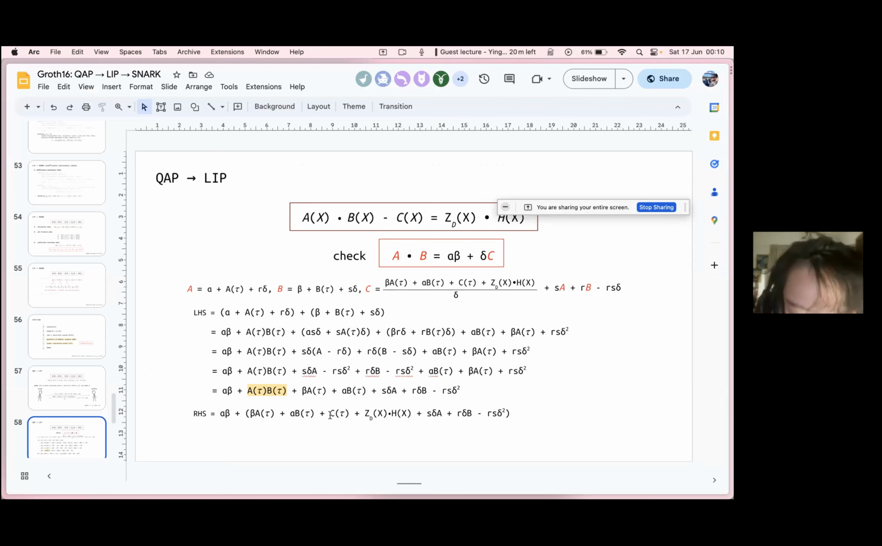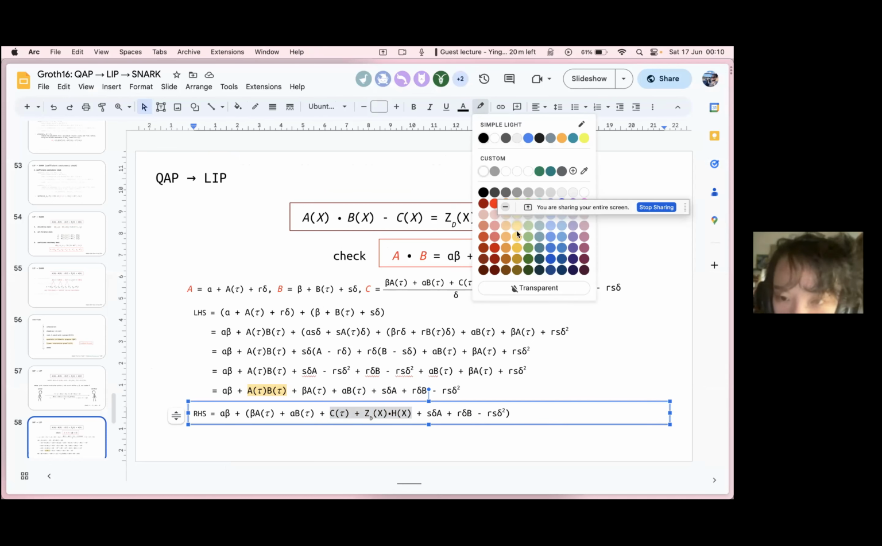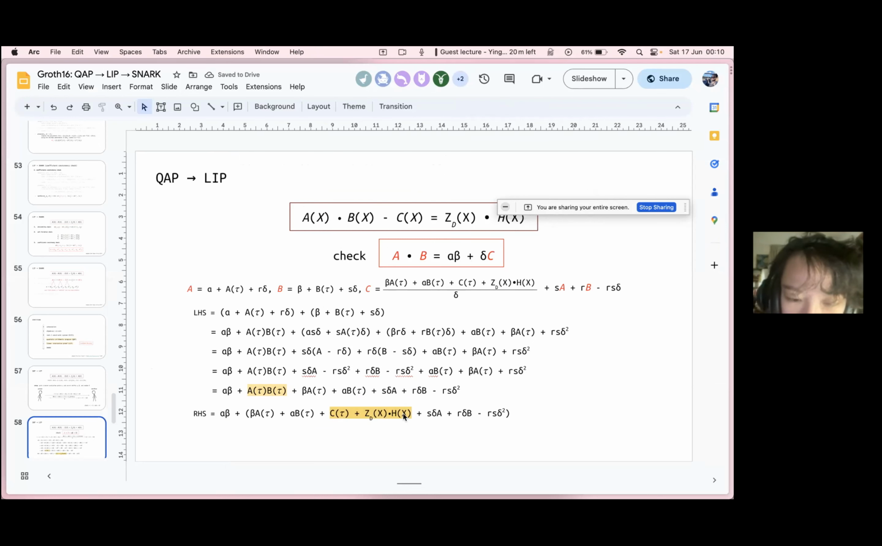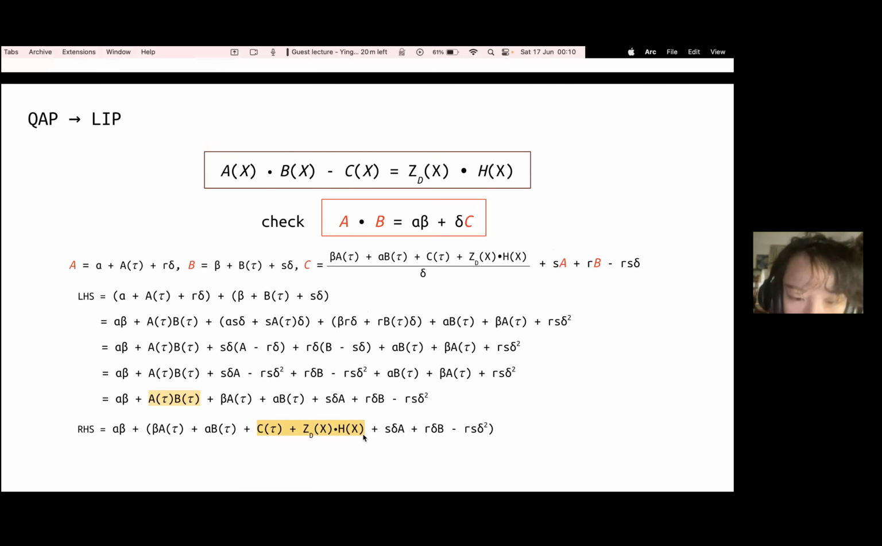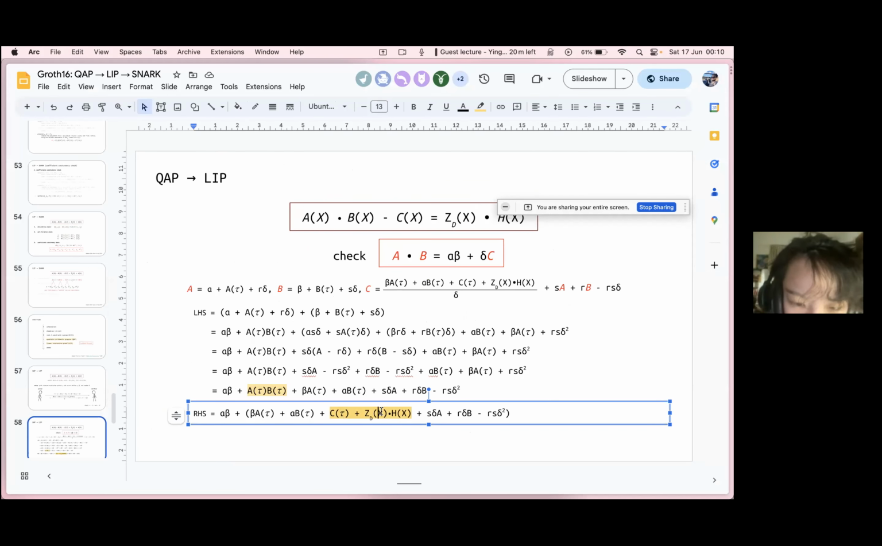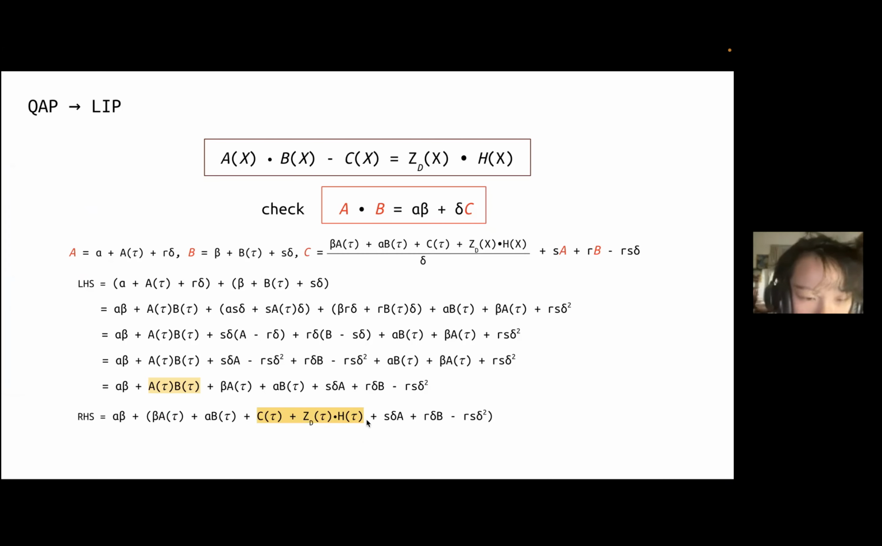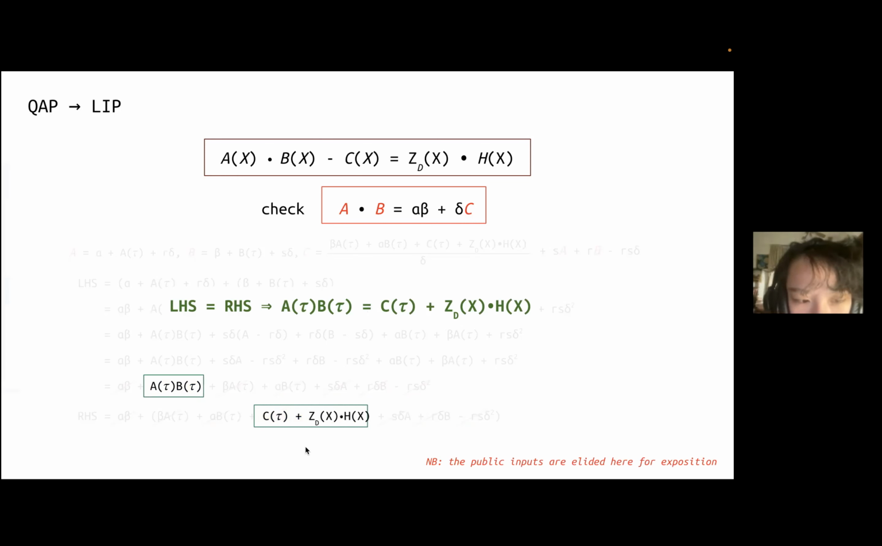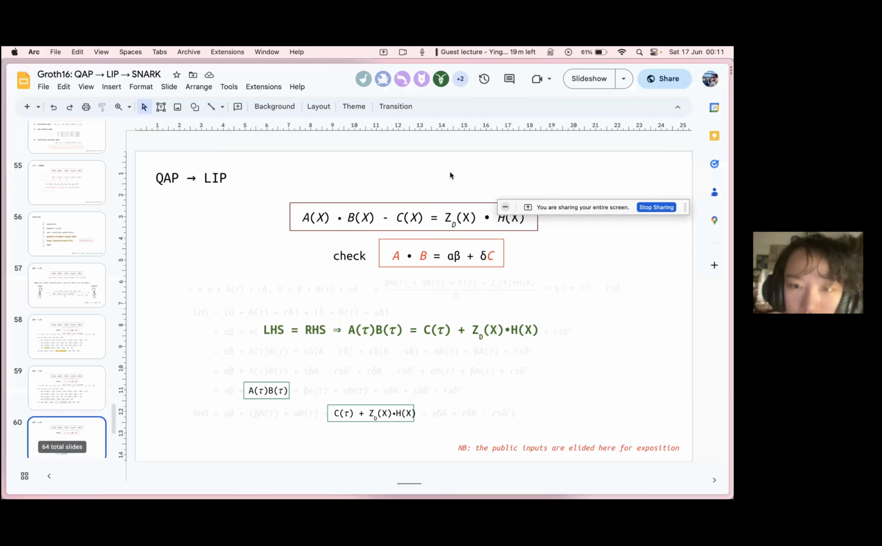But again, in this whole mess, what you should take note of is we have these two terms: C tau, plus the vanishing polynomial times the quotient polynomial evaluated at tau. These two boxes are what we want to focus on. The rest of the junk is cross terms that cancel out. So effectively, if the left-hand side equals the right-hand side, then that implies that A tau, B tau equals C tau plus Z tau, H tau, which is what we wanted to check in the first place.